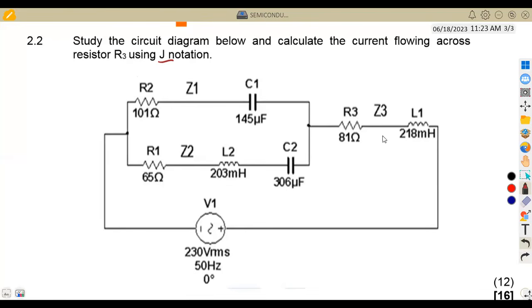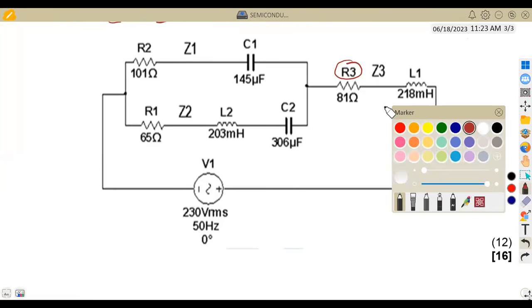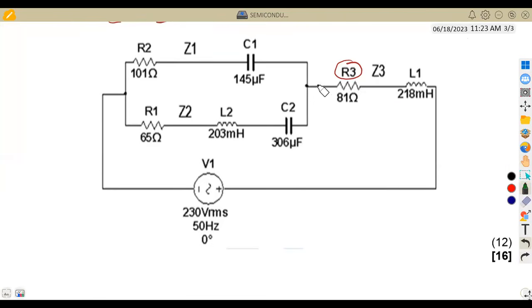So where do we have our resistor R3? That is across here. That is where we have our resistor R3. If you check properly from your diagram, this is where we have resistor R3, and the current that flows across R3, let's say this is the flow of current.